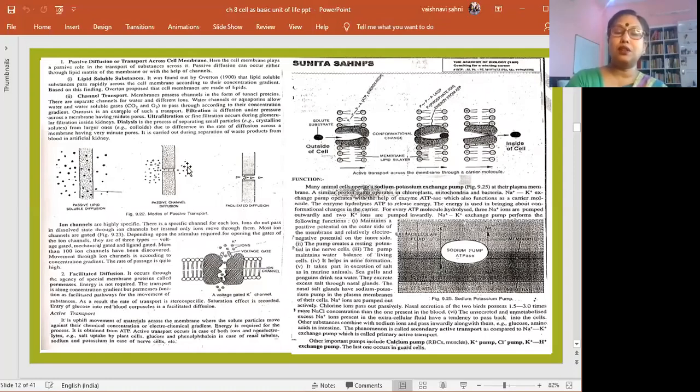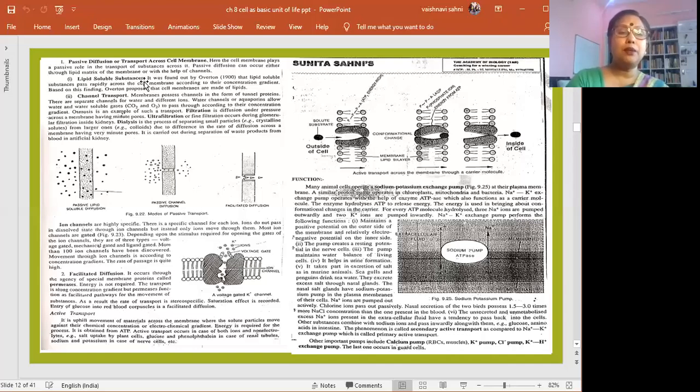But sometimes a specific channel is there and the channels allow the particles to move. This is also diffusion, but these two diagrams are given here as facilitated diffusion. The molecules are allowed to pass across the membrane, but only through the given channel. So maybe a lipid soluble substance, maybe channel transport, or maybe the ion channels. These all are the simple kinds of transportation, that is passive diffusion. The most important point is that no ATP is required in passive diffusion; only the diffusion pressure is enough.